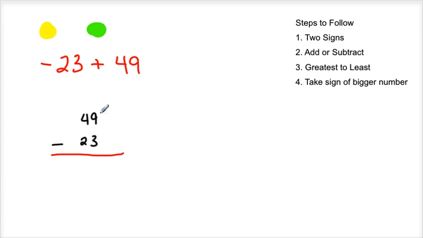So now let's subtract 49 minus 23. So 9 minus 3, we got 6. 4 minus 2, we got 2. So my answer is 26. Now the last question becomes, is it a positive 26 or is it a negative 26?